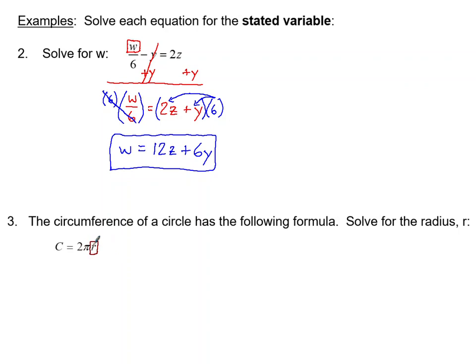Since 2 pi is being multiplied by r, I'm going to divide the 2 pi away. If I divide one side, I have to divide the other side. 2 pi cancels out with 2 pi, and I will have r all by itself. Over here, and I'm actually going to write it over here because I like r to be on the left side, I have c divided by 2 pi. Well, that's all I'm going to leave. C divided by 2 pi. Once r is all by itself, you've solved. There's nothing more to do on that side. We're finished.